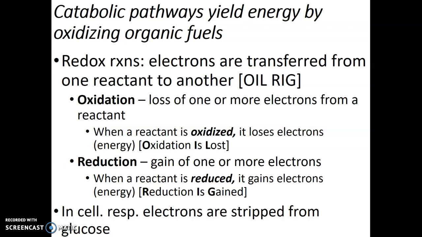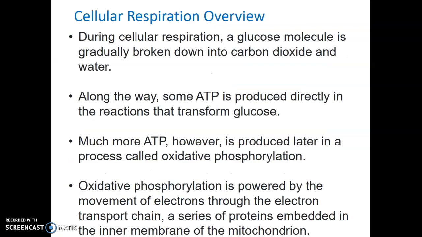In cellular respiration, electrons are stripped from glucose in this redox reaction. During cellular respiration, a glucose molecule is gradually broken down into carbon dioxide and water. Along the way, some ATP is produced directly in the reactions that transform glucose. Much more ATP, however, is produced later in a process called oxidative phosphorylation. This is powered by the movement of electrons through the electron transport chain, a series of proteins embedded in the inner membrane of the mitochondria. If you remember, we had one of those in photosynthesis as well.